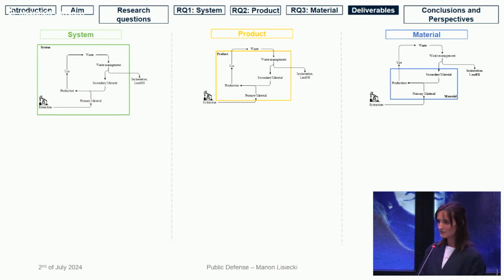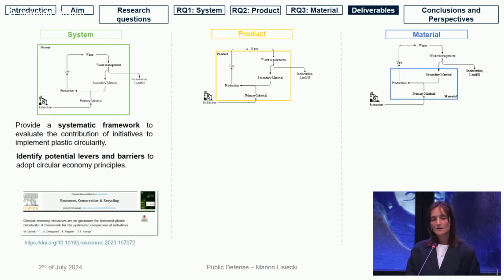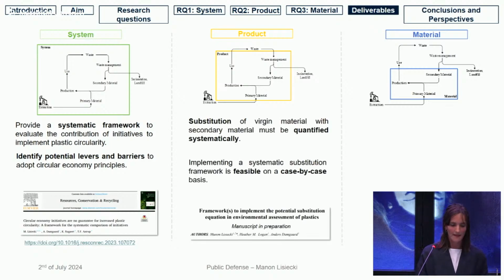To summarize what I delivered in this project, at the system level, I produced a systemic framework able to evaluate the contribution of the initiative and identify the levers and the barriers. It has been published in the Journal of Resource Conservation and Recycling. At the product level, I justify the fact that we need to calculate substitution in a systematic way. It is feasible, but it has to be done case by case for each plastic product. It will result in a publication after this PhD.